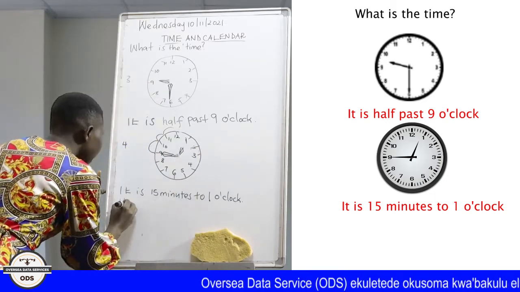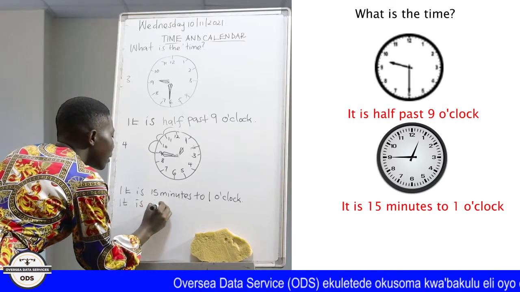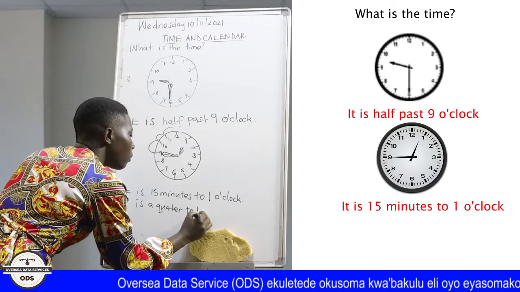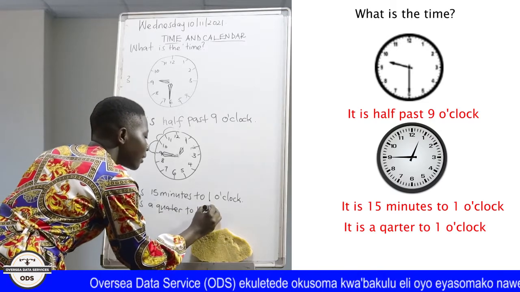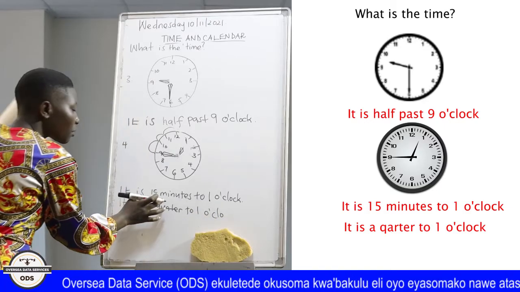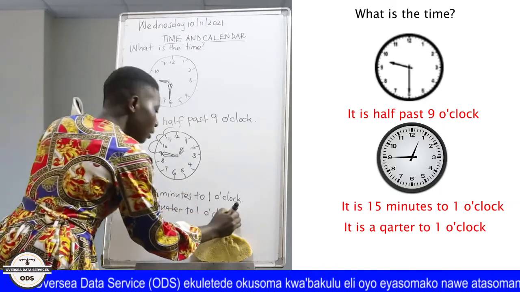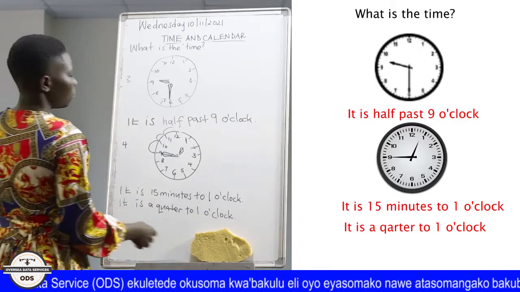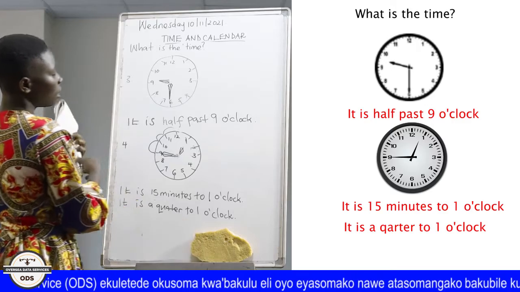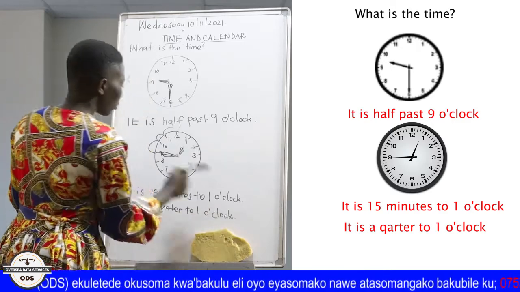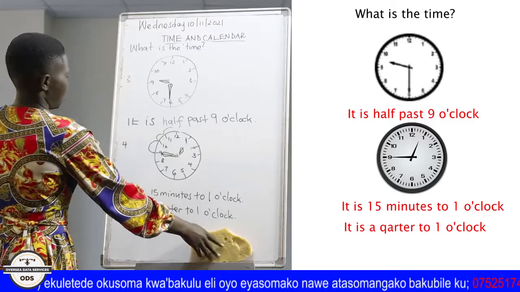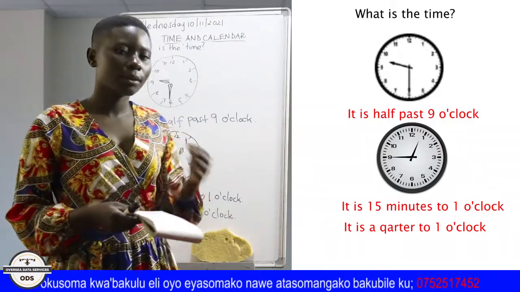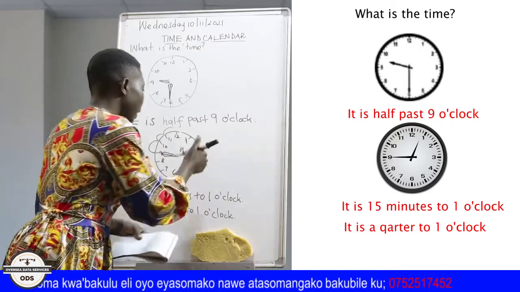Or you can even say it is a quarter to 1 o'clock. Someone will understand that it's remaining 15 minutes to 1 o'clock. Okay, that's how we read the time.